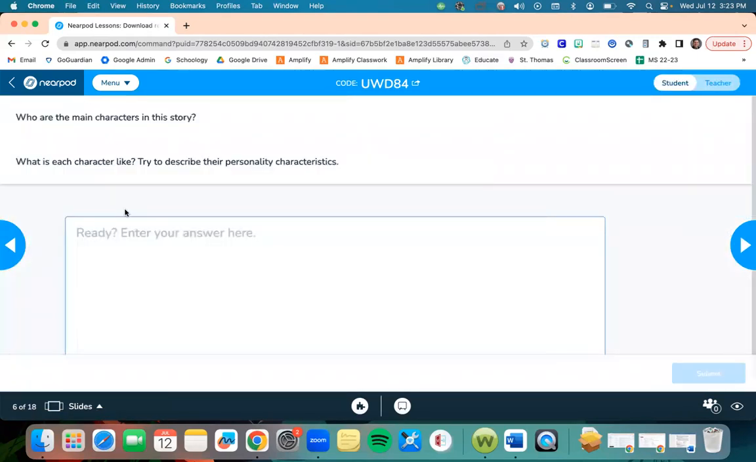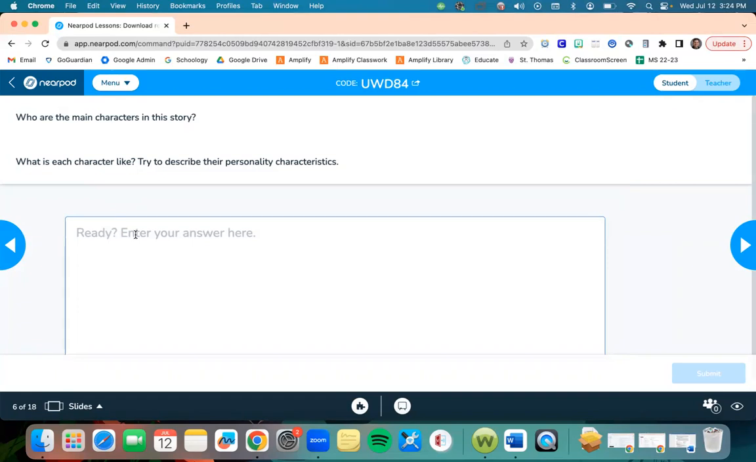Then I would have students get into groups so that they can get a few different opinions and possible answers to these questions. We'd go through and answer questions about each element. The nice thing about Nearpod is they type in their answer here, and then the teacher can see all of the group answers, and we can discuss them as we go through.